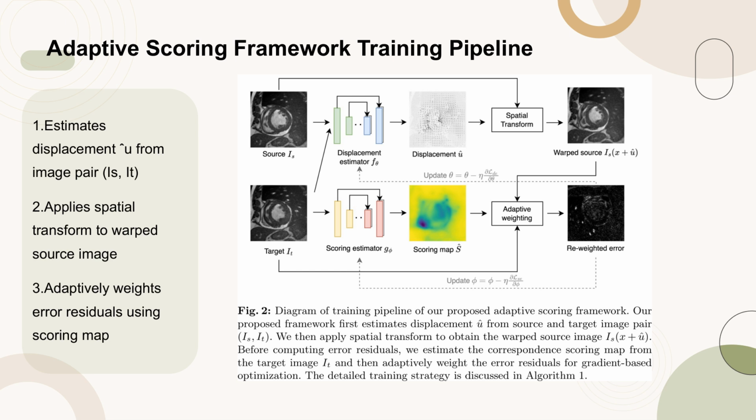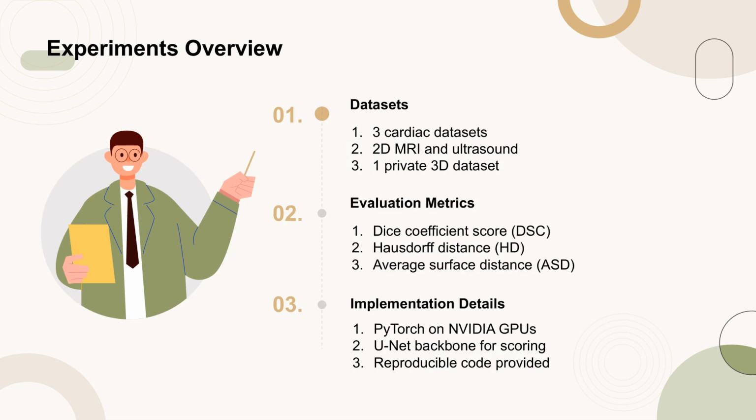In this section, we discuss the datasets used for testing our proposed framework. We utilize 3 different cardiac datasets, including 2 2D public datasets with MRI and ultrasound modalities, and 1 private 3D dataset. For evaluation, we use 3 key metrics: Dice coefficient score, DSC, Hausdorff distance, HD, and average surface distance, ASD. All experiments were implemented using PyTorch on NVIDIA V100/A5000 GPUs, with a UNet backbone for the scoring estimator. The code is provided to ensure reproducibility.